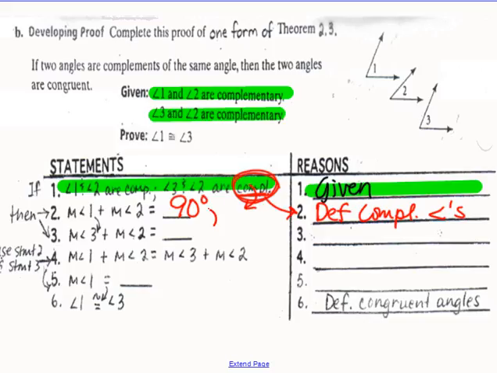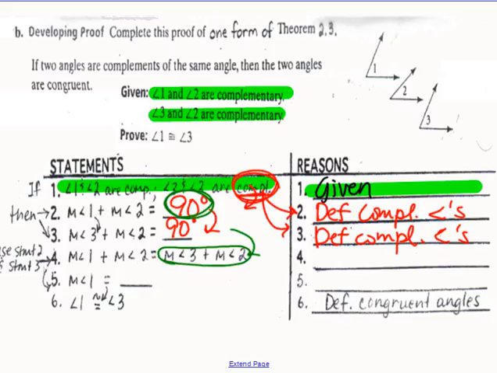Well, this next one, the measure of angle 3 plus the measure of angle 2 equals 90 degrees. Again, a definition of complementary angles. Okay, so now we move on to the next step. The measure of angle 1 plus the measure of angle 2 equals the measure of angle 2 plus the measure of angle 3. Well, actually what they did is they took this 90 and replaced it with this. So that is substitution.